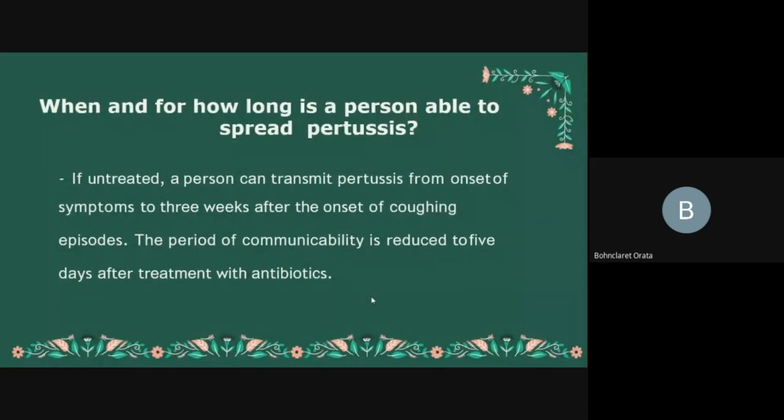When and for how long is a person able to spread pertussis? If untreated, a person can transmit pertussis from onset of symptoms to 3 weeks after the onset of coughing episodes. The period of communicability is reduced to 5 days after treatment with antibiotics. If untreated daw, makakahawa na ito kapag patuloy ang pag-ubo ng infected na tao. Pero kapag nagte-take naman na siya ng gamot gaya ng antibiotics, mababawasan po yung chance na makahawa.